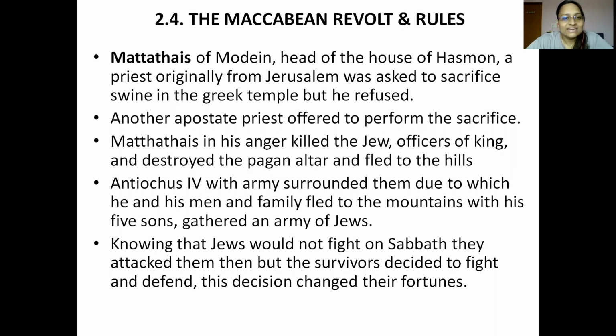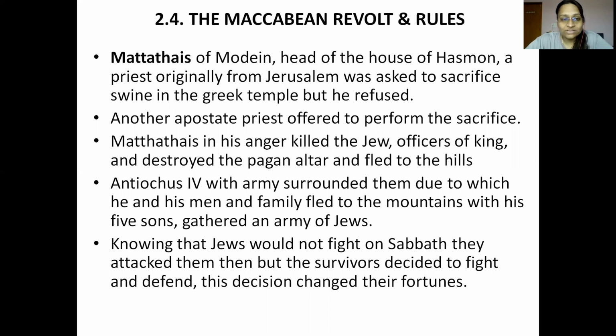Another man named Mattathias. He's a very important figure. Mattathias is the person who actually begins the revolt. Mattathias of Modein is a priest from a priestly family. He was the head of the Hasmonean tribe, a priest originally from Jerusalem, and he is important because he was asked by Antiochus IV to sacrifice swine in the Greek temple, but he refused.